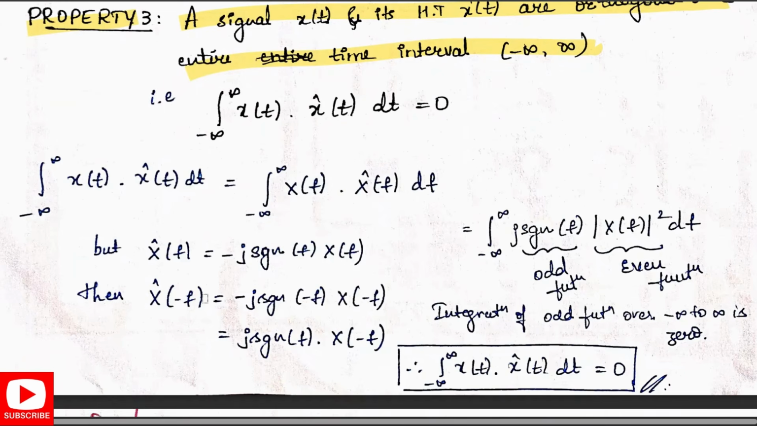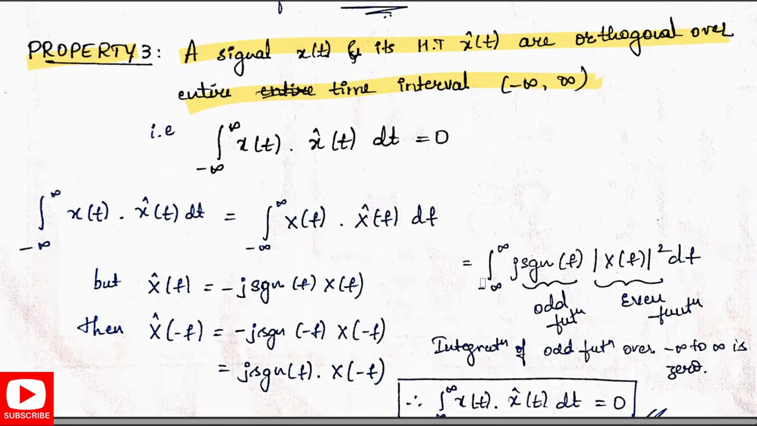So then what is minus f? It is minus the signum function of minus f into minus f. So you get this expression. On applying and solving this, we get this as our odd function and this as our even function. So the integration of an odd function over minus infinity to infinity is what? It is 0. So 0 into anything is 0. Hence it is proved they are orthogonal: one is x of t and the other is the Hilbert transform, both of them.